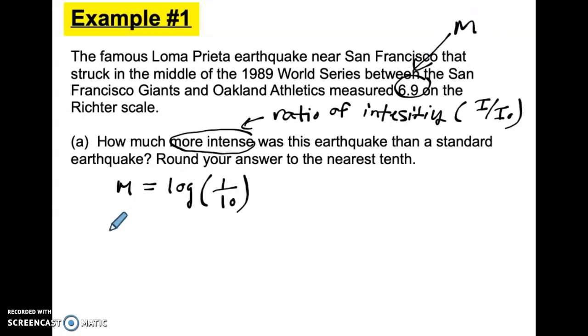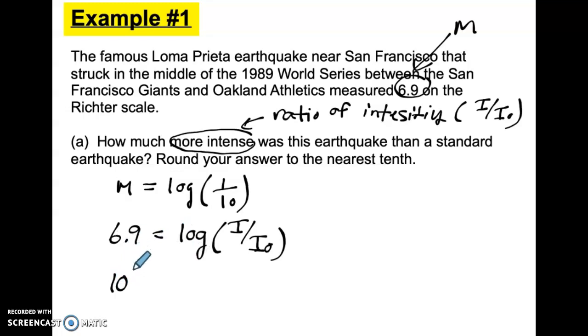So we're going to sub in our M of 6.9, and we're trying to isolate that I over I naught. We're not going to isolate an individual I or anything, we're going to isolate that entire ratio. So to get it alone, remember when we have log equals a number, we can just switch to exponential form. So 10 to the power of 6.9 equals I over I naught. And then we can actually solve this by just typing 10 to the 6.9 into our calculator.